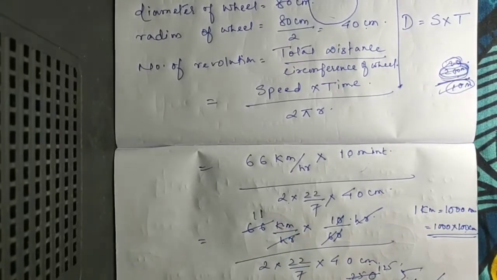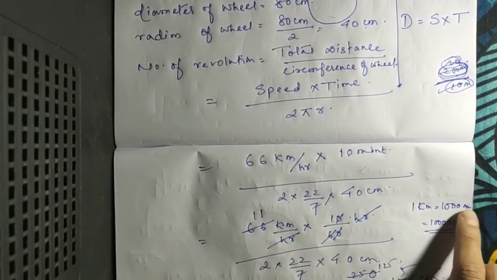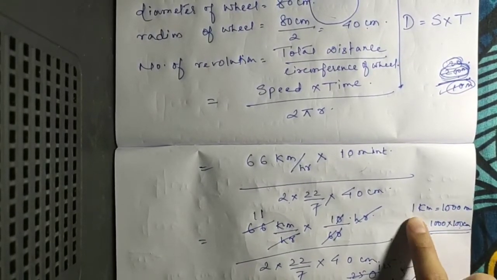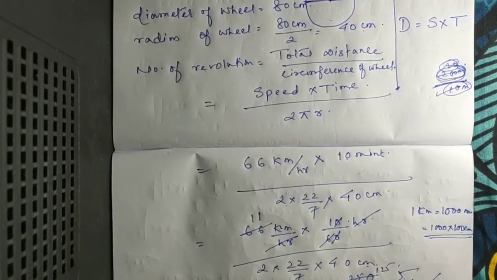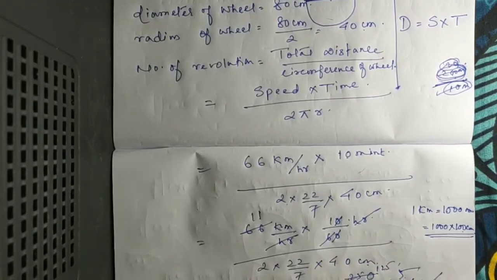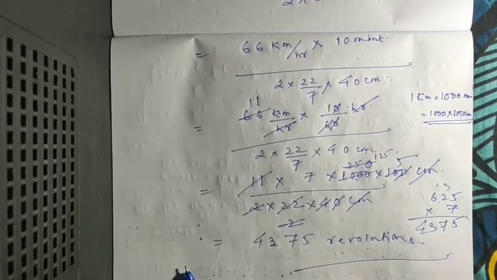This kilometer we have converted to centimeter. So 1 kilometer makes 1000 meter, and for meter we can write 100 centimeter. So for 1 kilometer we can write 1000 into 100 centimeter. So centimeter, centimeter cancel, and this cancellation process is done, and we got the answer, that is 4375 revolutions.